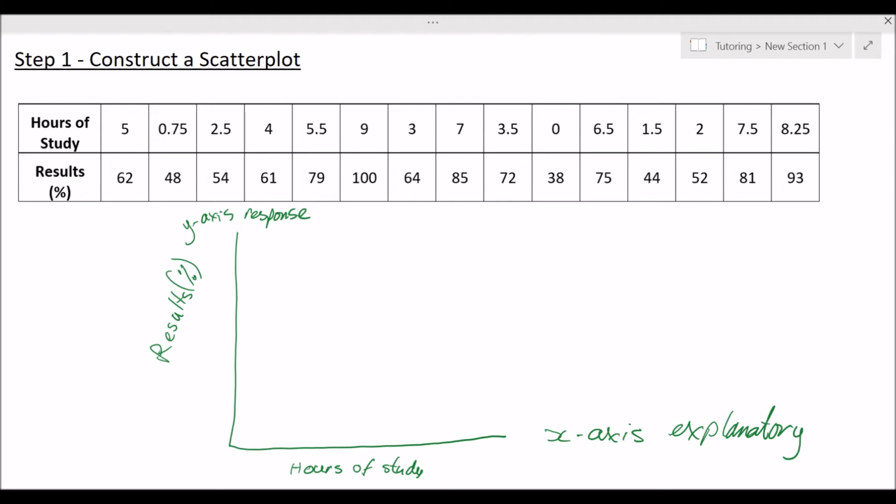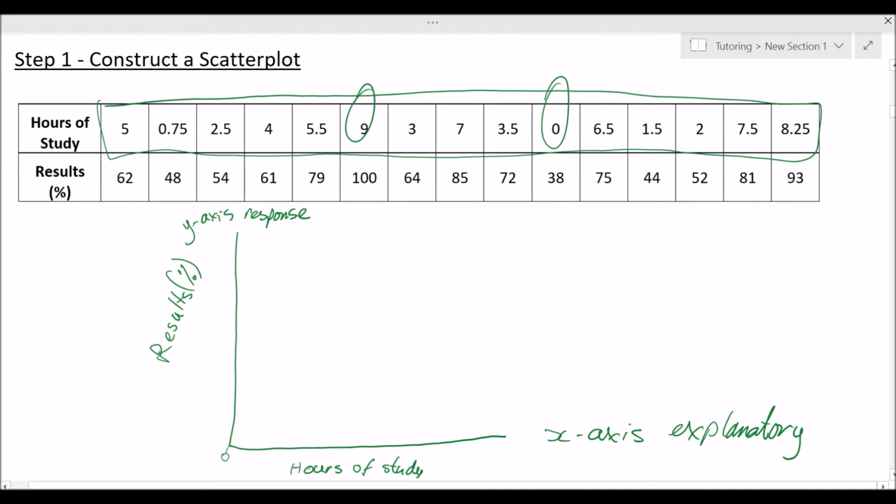So I'm going to look at my first row of data, and I'm going to look for the smallest number and the biggest number. Okay, I think the smallest number there is 0. There is one student who did no study. Okay, and the most amount of study looks like this student here who did 9 hours of study. Okay, so I know that my scale needs to go from 0 to 9. Okay, so use your ruler, maybe mark out 9 centimeters. That would probably be the best option. 0 is going to be here.